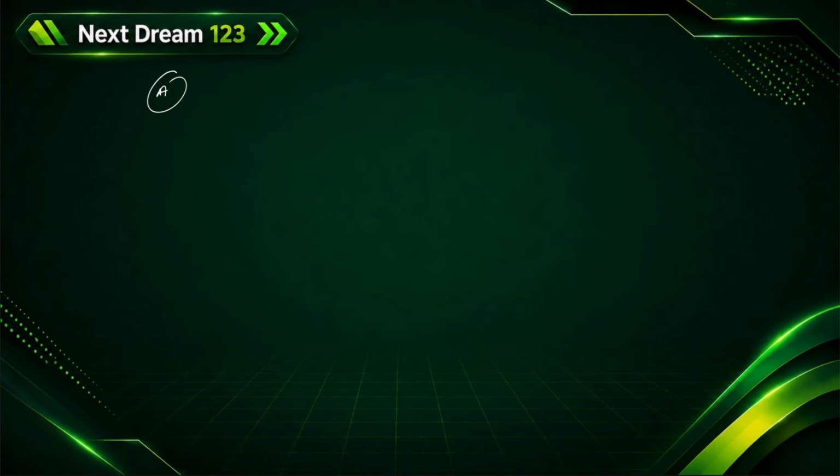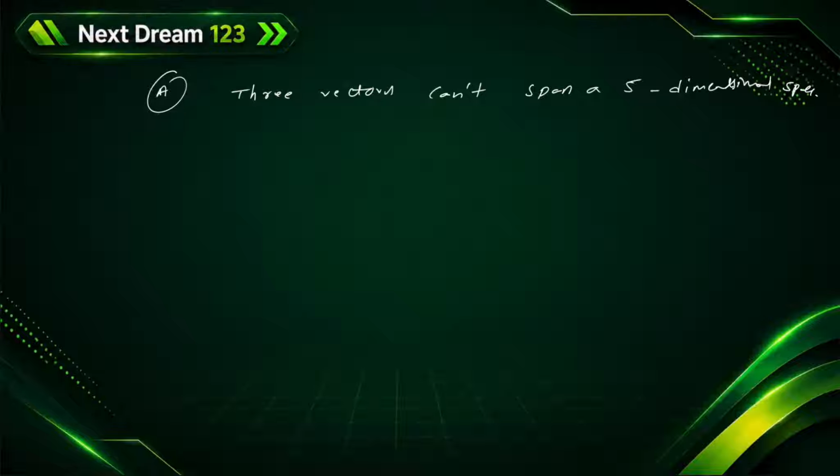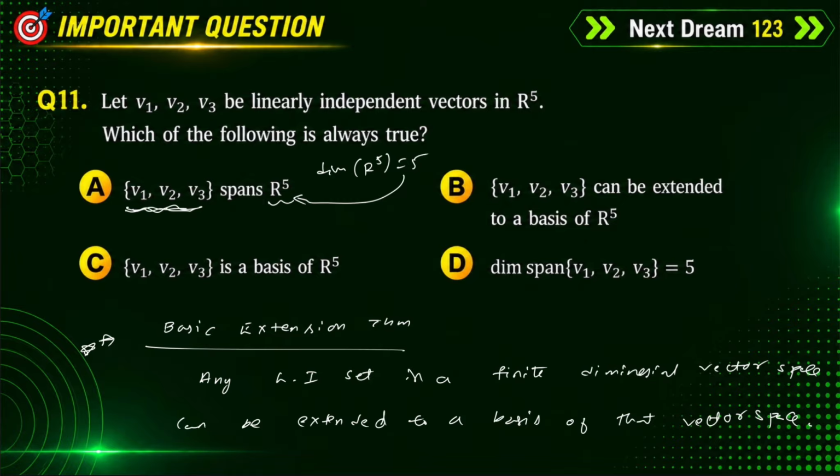If you write down the given three vectors, they cannot span a 5-dimensional space. You should remember, if you want to say this option is correct, it should span R power of 5. But here this set contains only three vectors. This cannot form a 5-dimensional vector space. This is absolutely wrong. This is the wrong option.